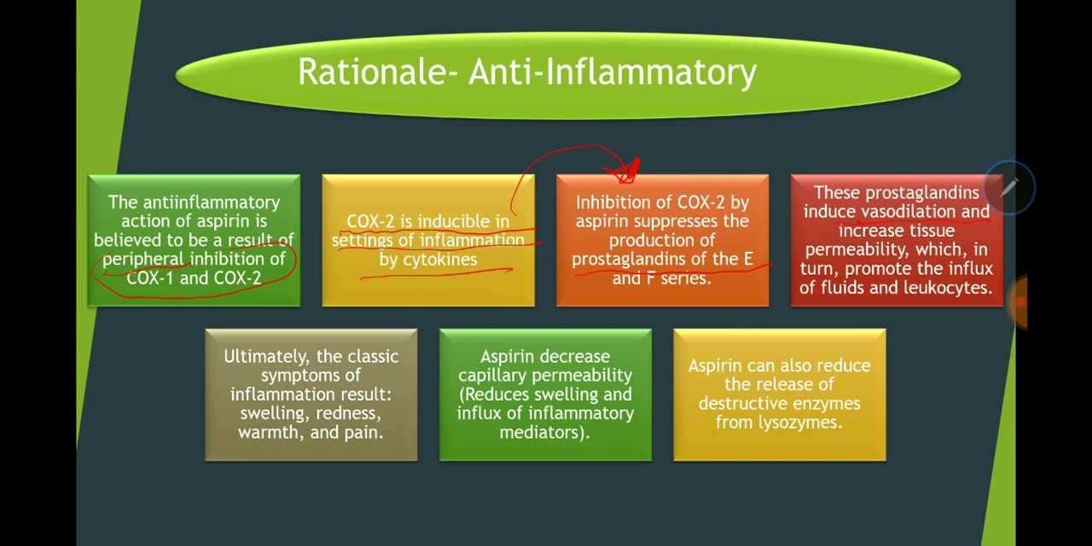So prostaglandins E and F cause vasodilation, and they also cause the influx of blood flow to the area, and the blood also brings in the leukocytes, the white blood cells. So that's how inflammation works. Ultimately, the classic symptoms of inflammation are swelling, redness, warmth, and pain. Sometimes inflammation can lead to loss of function. So you have to know the four to five principles of inflammation.